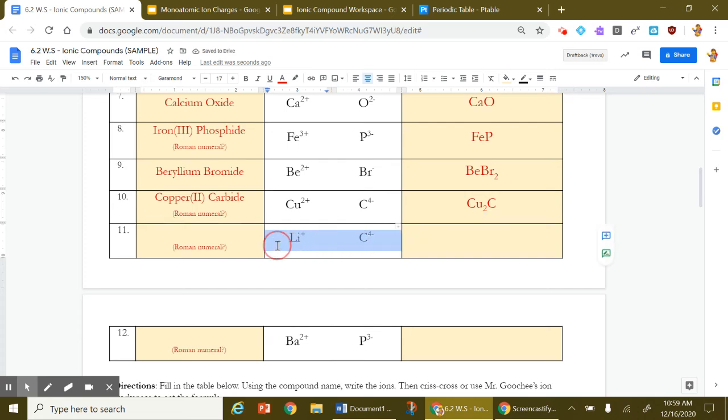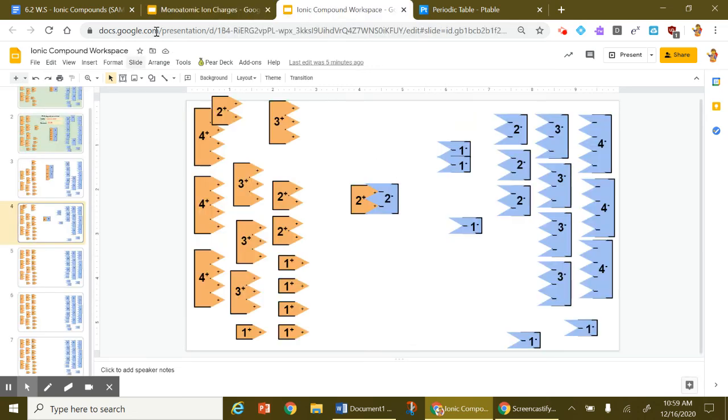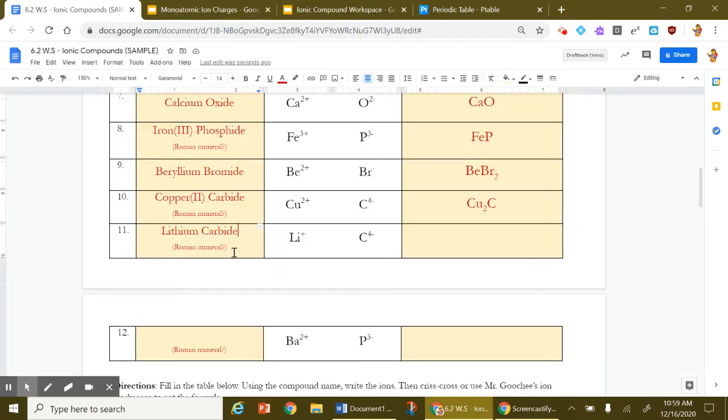Let me do one more here. Another carbide. So this one is lithium, Li, and C4- is carbide. Do I need a Roman numeral? Let me take a look here. Is lithium on this chart? It is. It's always +1. So it does not need a Roman numeral. So this is just lithium carbide.